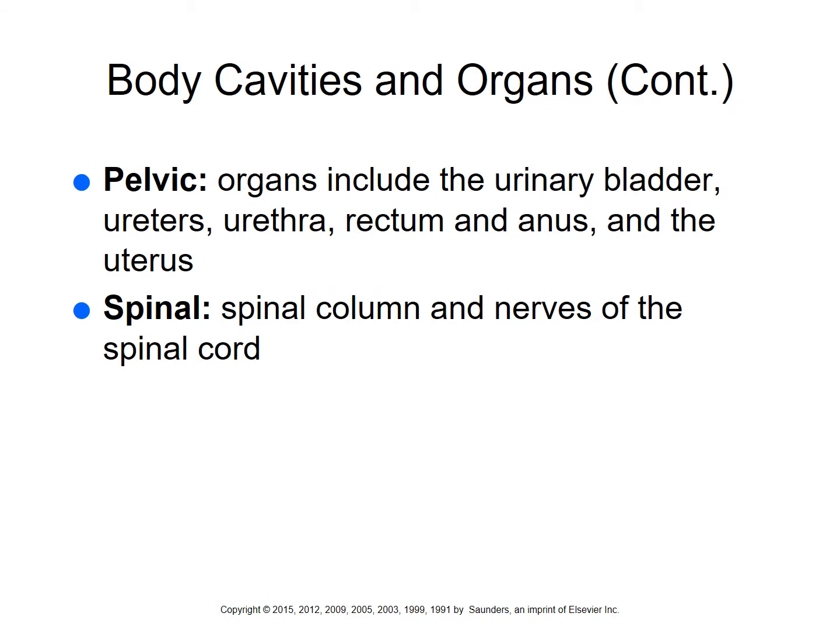We also have our pelvic cavity. Some authors combine the two and refer to this as the abdominopelvic cavity. Other authors will separate the two, abdominal and pelvic. Specifically, the pelvic cavity is going to include the urinary bladder, the ureters, the urethra, the rectum, the anus, and the uterus. The spinal cavity is going to contain the spinal column and all of the nerves of the spinal cord.